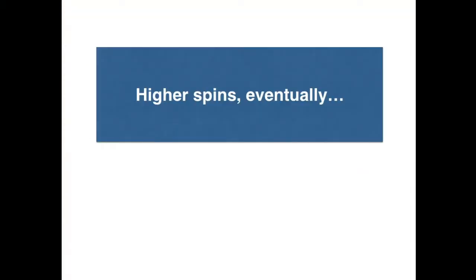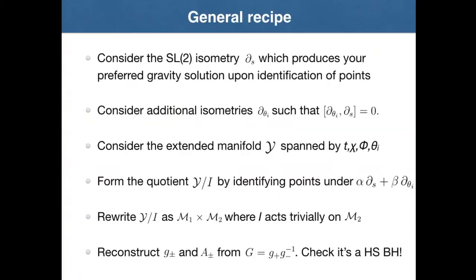So let's move to higher spins, so at the end. And so what is the general recipe that I would like to use? The idea is that I would like to take my SL2 manifold, which describes a certain patch of AdS3, and in particular I know that I can choose a patch such that I can build a solution like conical defects or black holes just by performing identification of points along certain isometries, which is represented by this scaling vector, naively delta S.